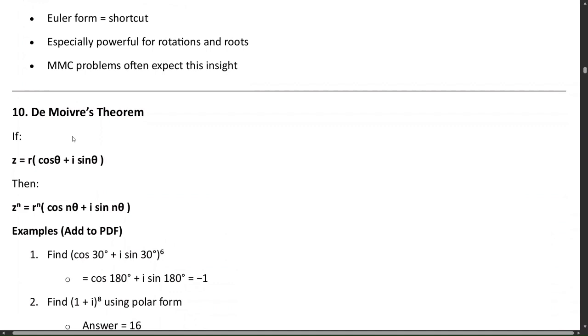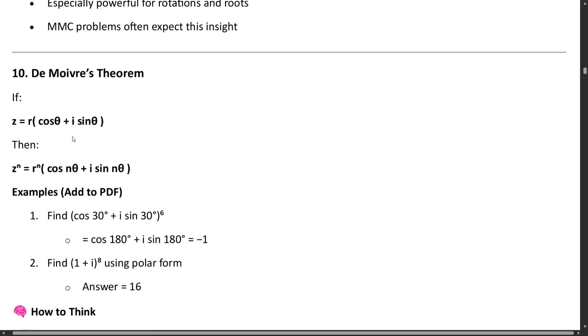Now, De Moivre's theorem. It tells us how to raise a complex number in polar form to any power. So we simply raise the modulus to the power and multiply the argument by the power, that is z raised to n equals r raised to n into cos n theta plus i sin n theta.